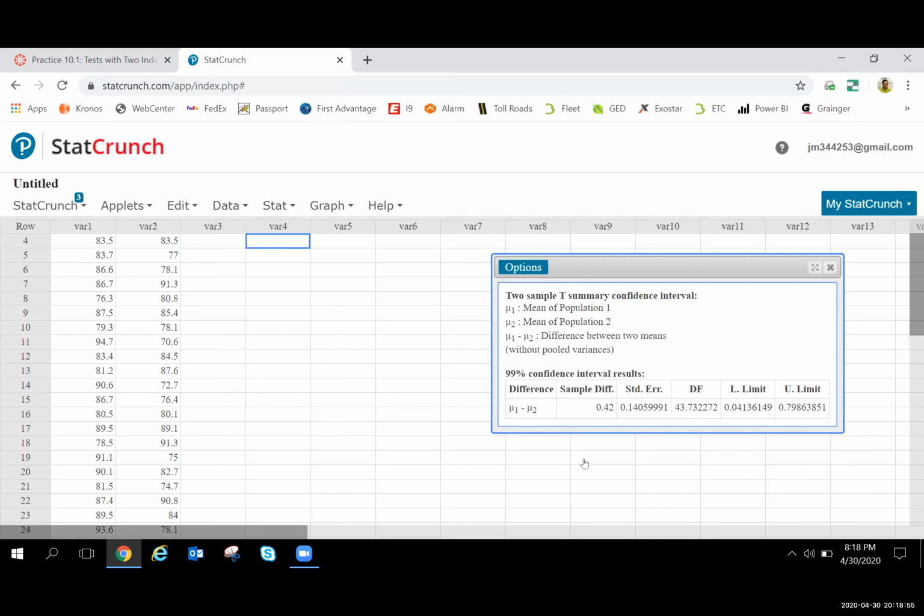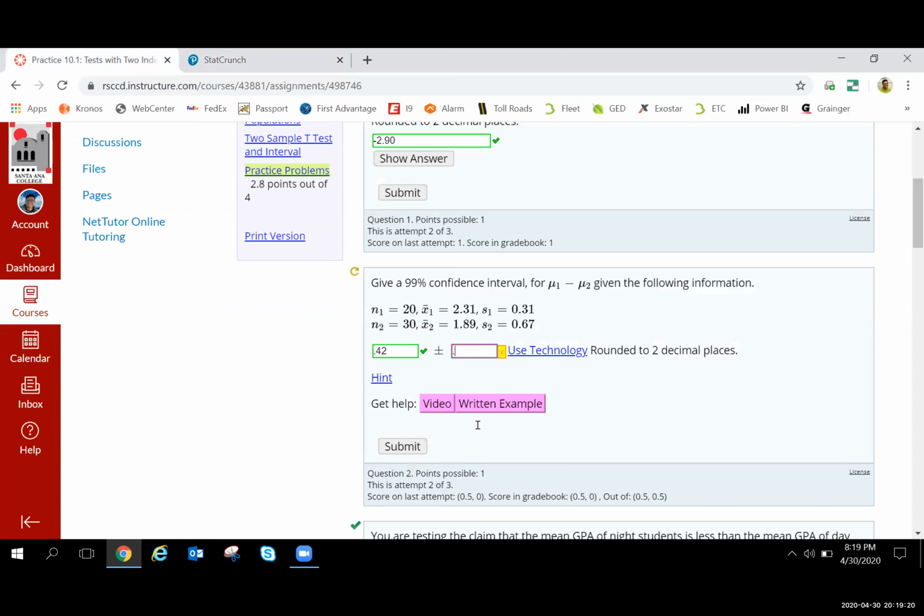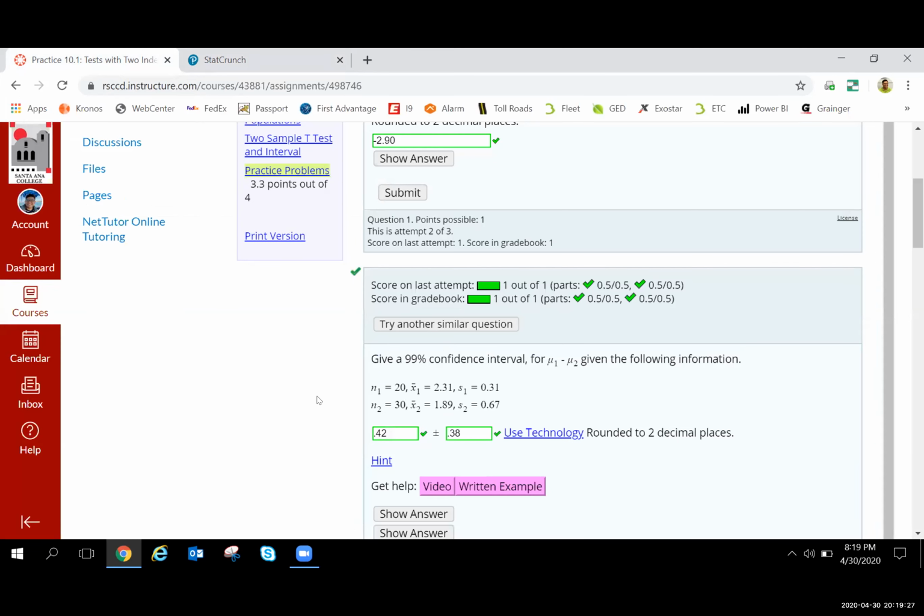Okay, so the sample difference is 0.42. So what we have to do is take the upper limit minus the sample difference. So we want the upper limit, which is 0.798, or roughly 0.80 if you wanted to round it. It's 0.80 minus 0.42. That's going to get you your margin of error, and that's what they're looking for. So it was 0.38. Is that what it was? Yeah, that makes sense.